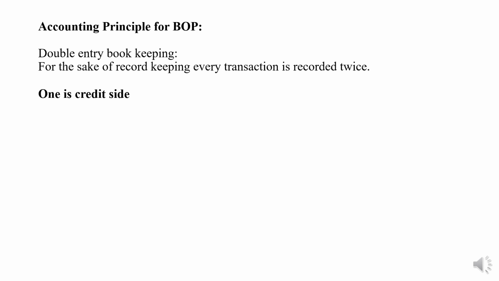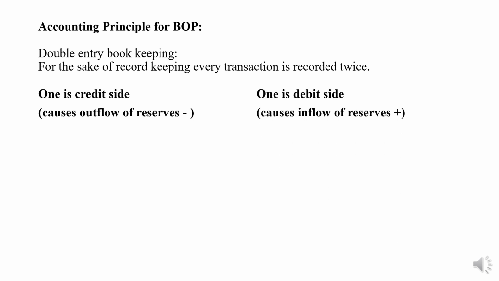There are two sides. One is the credit side, and the cause of this side is outflow of the reserves. The second one is the debit side, and the cause is inflow of reserves.